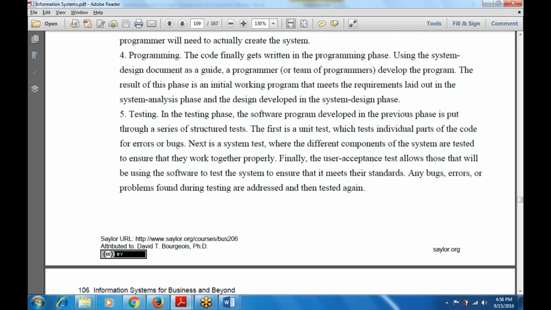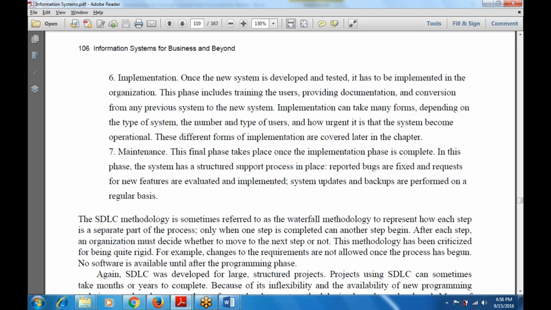Then next one is testing. After the development, there is testing. So first of all, there is an investigation, then analysis, then design, development. After development, there is testing: how to test the data, or what are the various categories by which we can test the data. Then implementation and the maintenance.